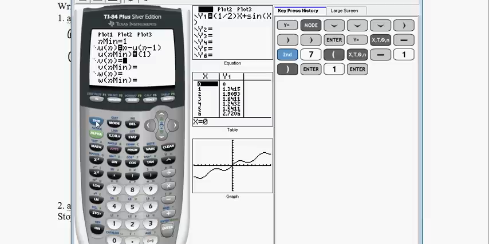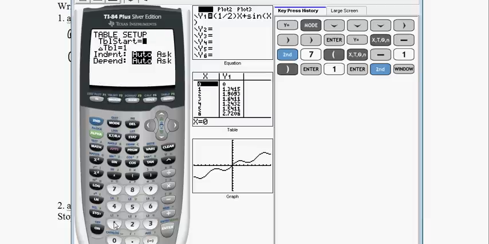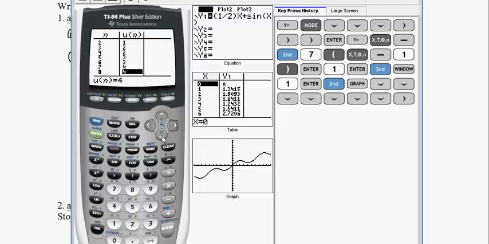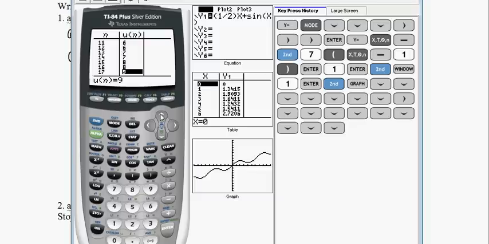Now I want to set the table, and I want to start at 1. And I want to increment by 1 because each term goes up by 1: a sub 1, a sub 2, a sub 3. We'll leave them both on auto. That's fine. So now let's go to the table, second graph. And now here are our terms: 1, 1, 2, 2, 3, 3, 4, 4. This is kind of a cool sequence because it repeats itself. 4, 4, 5, 5, 6, 6. There you go.